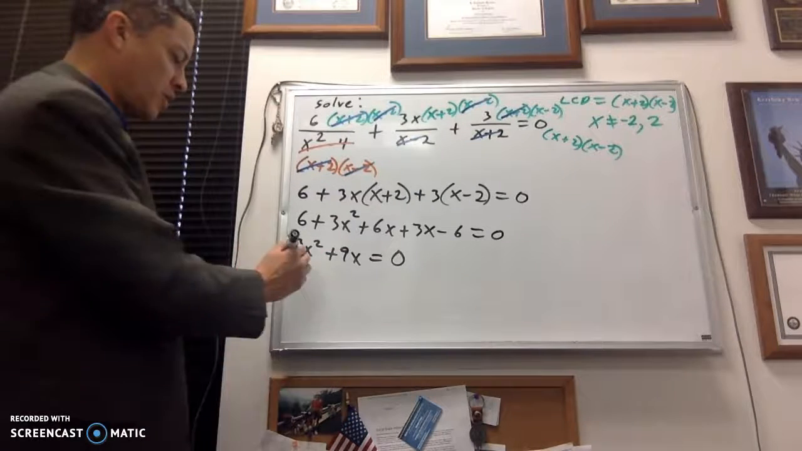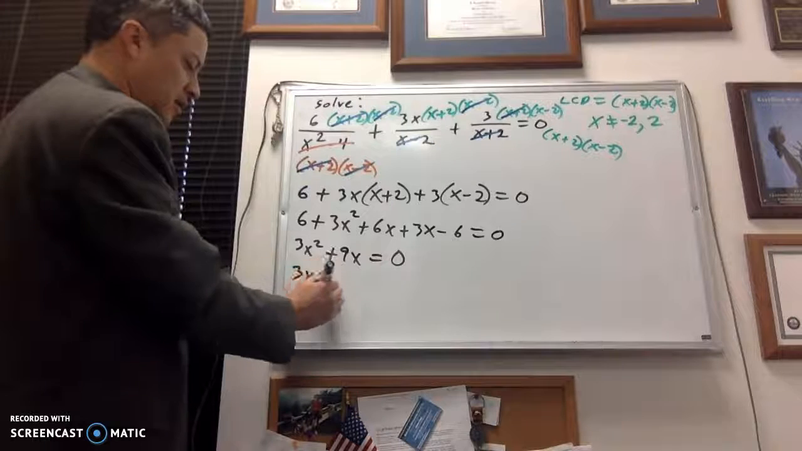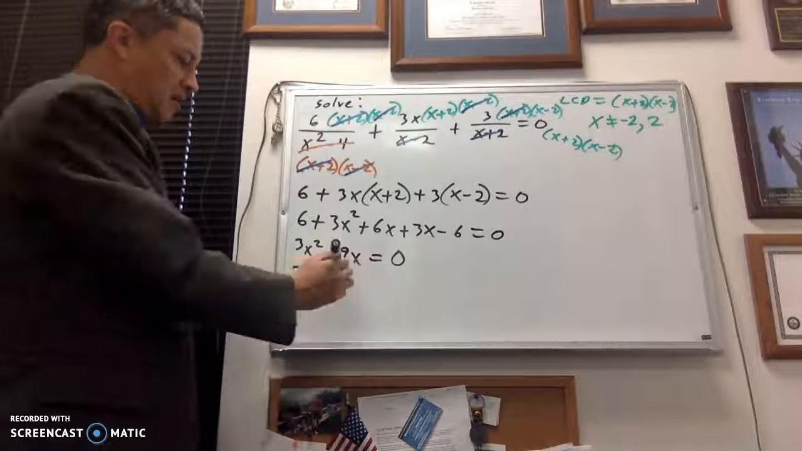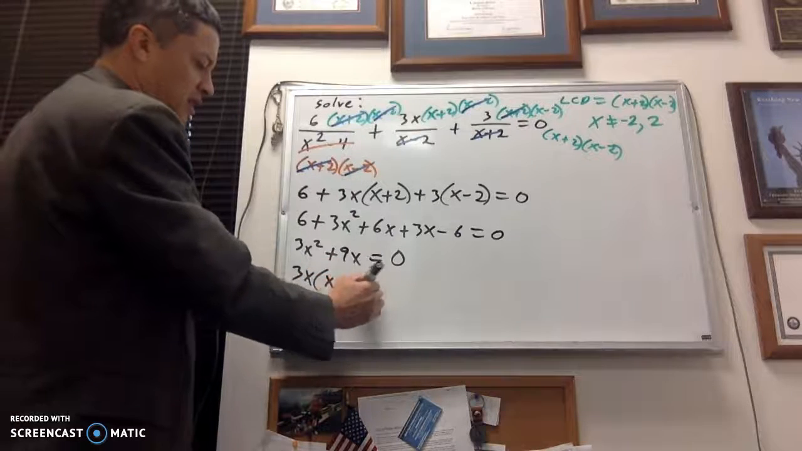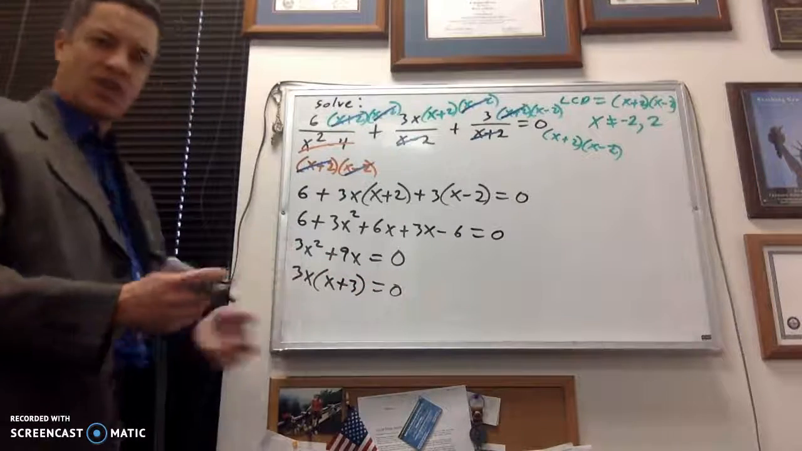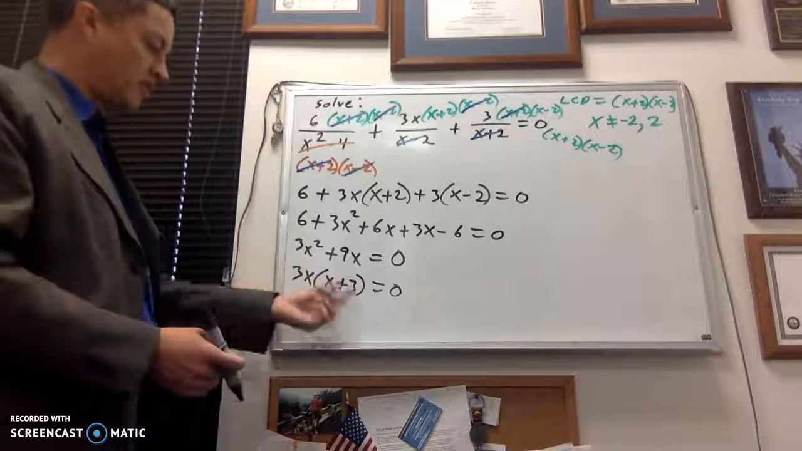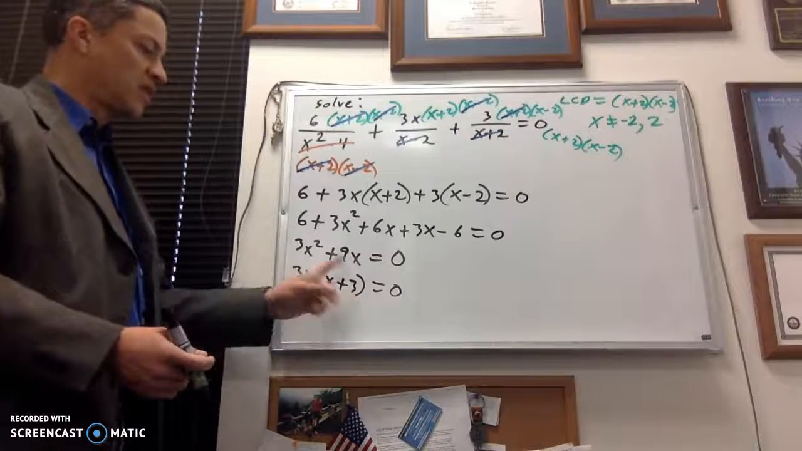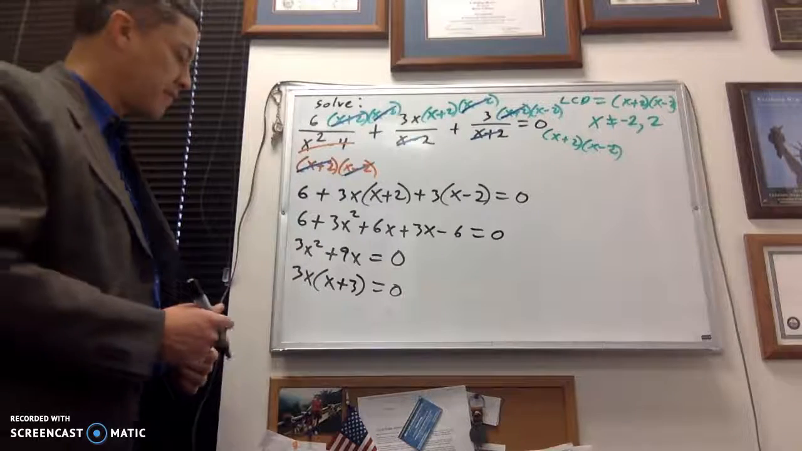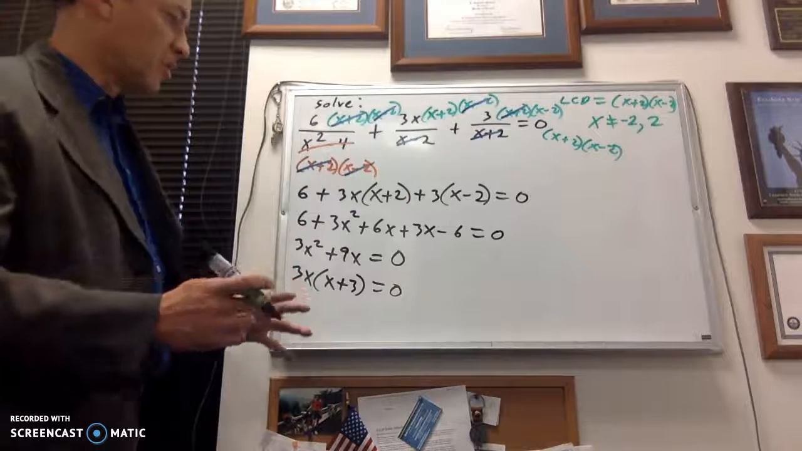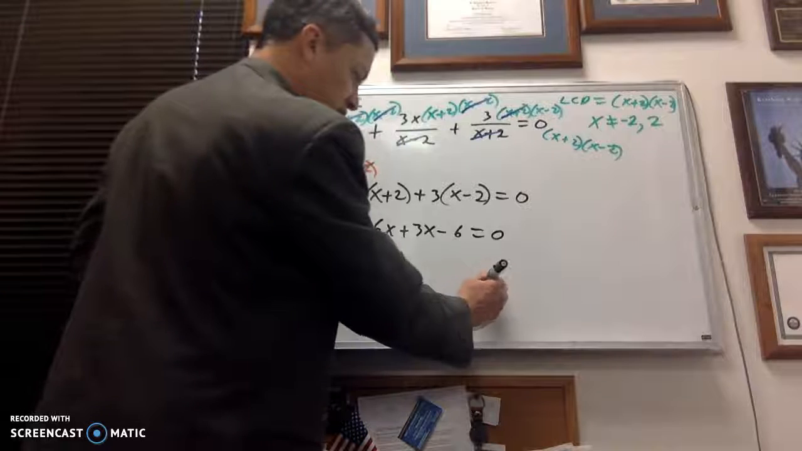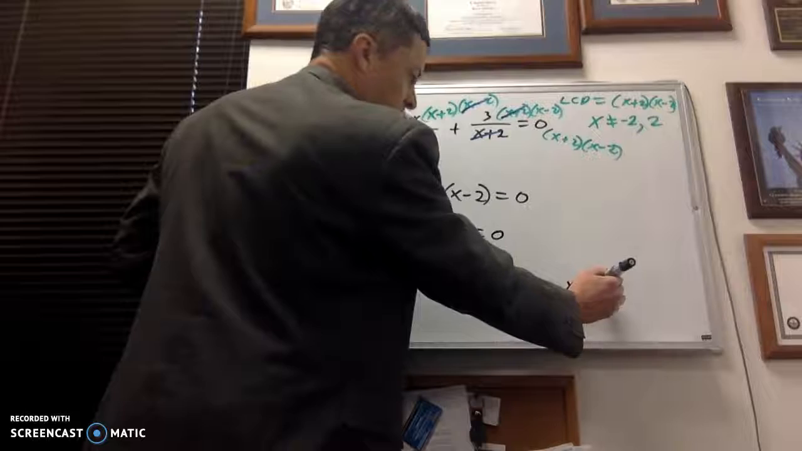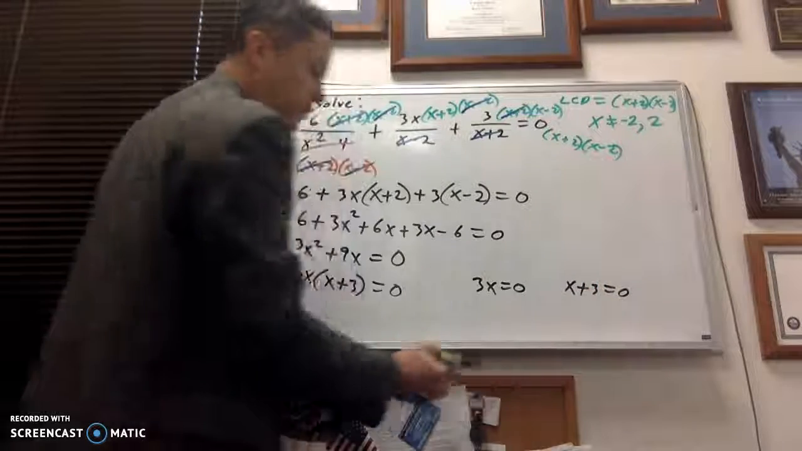So I'll factor out a 3x. When I do that, I'll be left with an x in the first term and a plus 3 in the second term. And you can check to make sure you factored this right by distributing back through. 3x times x is 3x squared. 3x times 3 is 9x, so yeah, I've got it. Okay, so we can use the zero product rule now. What we're looking at is 3x equals 0, and we're also looking at x plus 3 equals 0.